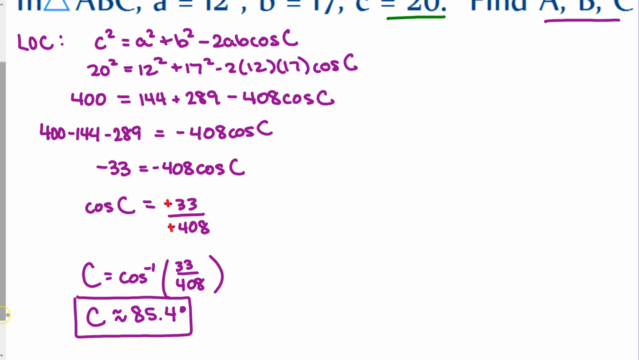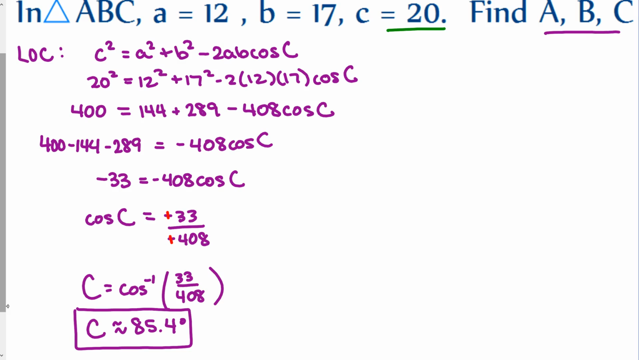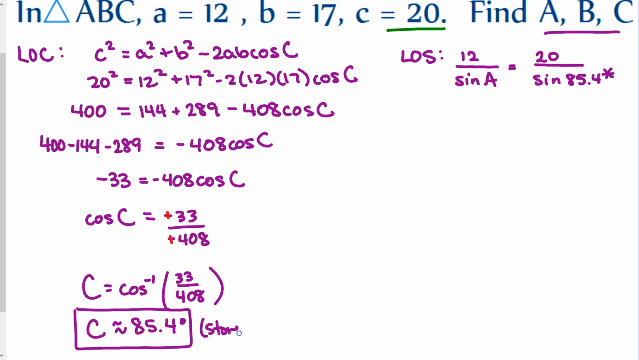Let's find another angle. And to do that, it doesn't matter if we choose to find angle A next or angle B next, so just take your pick and use the law of sines. I'm going to find angle A next. So 12 over the sine of angle A equals 20 over the sine of 85.4. And I'm going to use the stored 85.4, not the rounded one. You'd be surprised how much it throws off your accuracy just by rounding that one little thing.